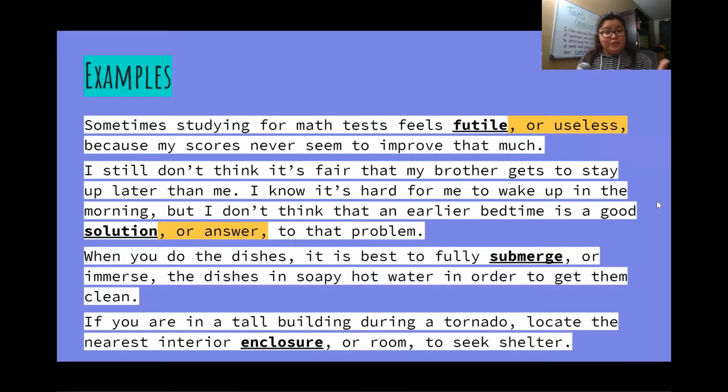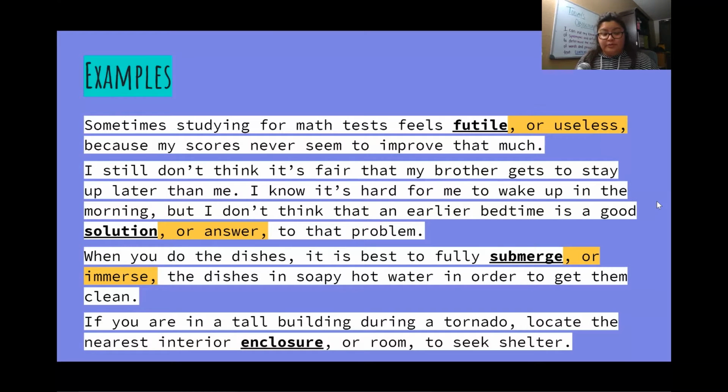And solution means the same thing as answer, right? Our third one: when you do the dishes, it is best to fully submerge or immerse the dishes in soapy hot water in order to get them clean. Same idea. We have our underlined word, comma, synonym, right? Submerge and immerse have a similar meaning.